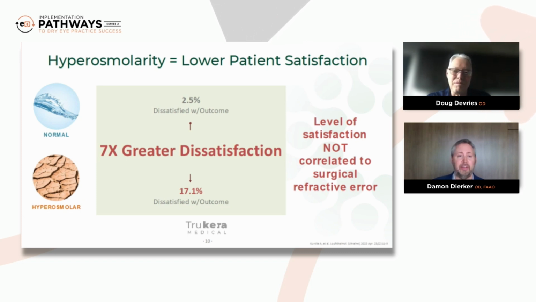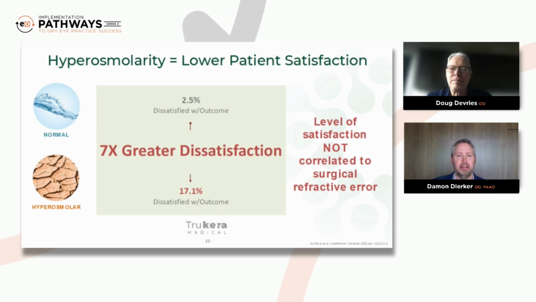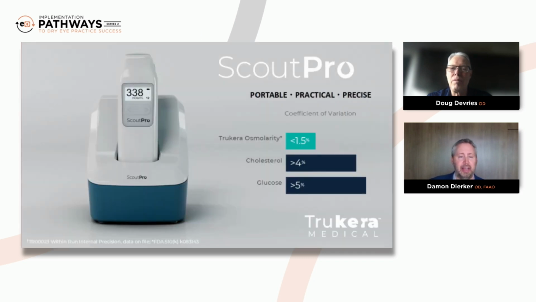So these patients come in, you refract them, they're close to plano, you put some fluorescein dye in, they look pretty good, but simply being hyperosmolar alone, that increased salt concentration on the tear film is going to cause light scatter and potentially higher levels of patient dissatisfaction.